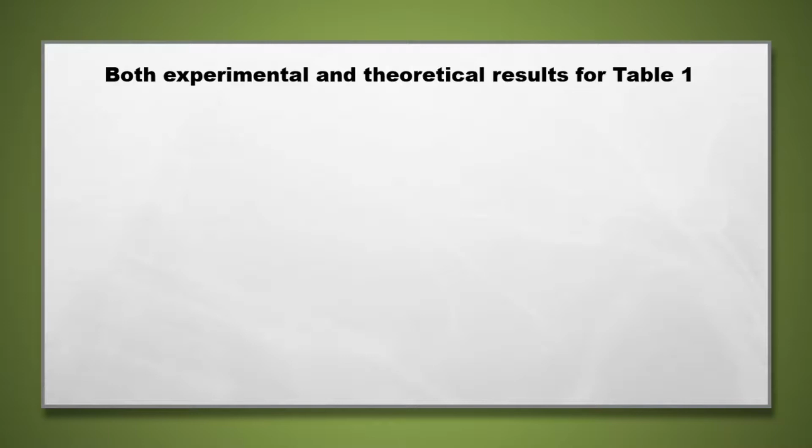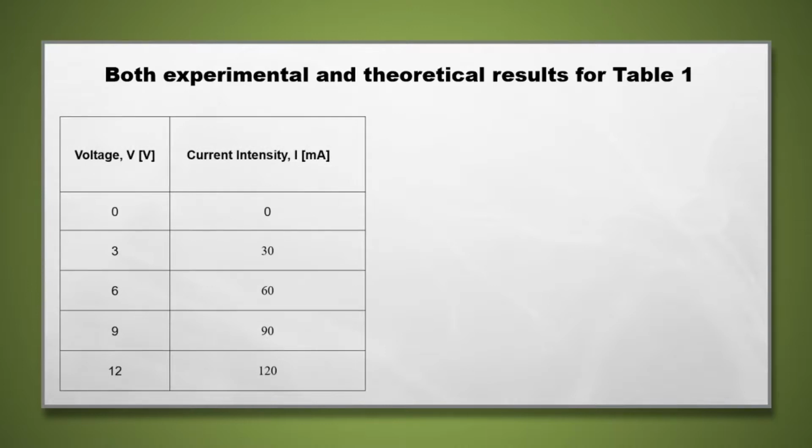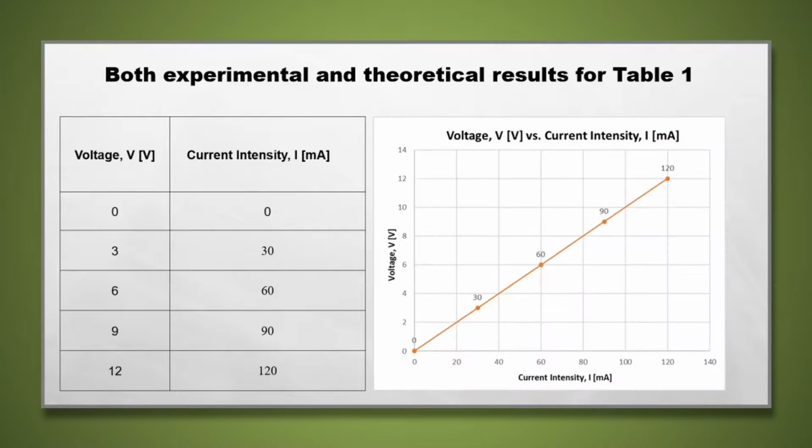Okay, this is both the experimental and theoretical result for table 1 part A, and this is the result that we can get for the theoretical result. And this is the graph of voltage versus current intensity. You can see that current intensity is directly proportional to the voltage.